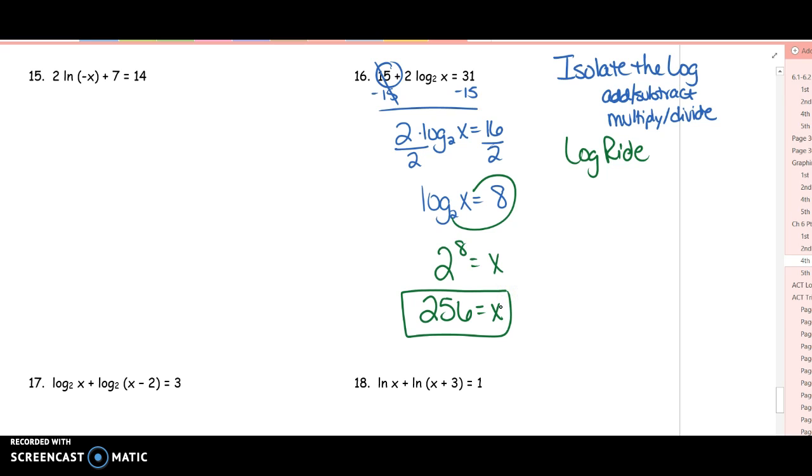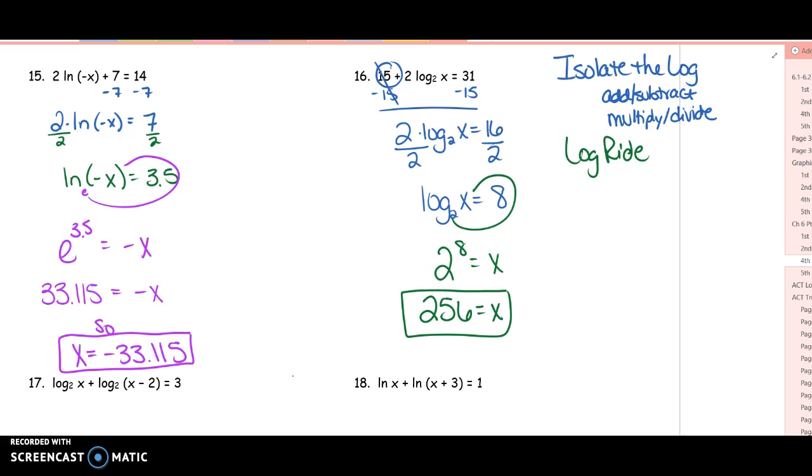I would like you to try number 15 on your own. Keep in mind, don't forget that ln means base e. So number 15 is probably going to work out to be some crazy decimal. That's okay. Try number 15 on your own. Number 15, first subtract 7 on both sides, then divide by 2. Then remember that ln means log base e. So when you do the log ride, you have to do e raised to the 3.5 equals negative x. e to the 3.5 is approximately 33.115.